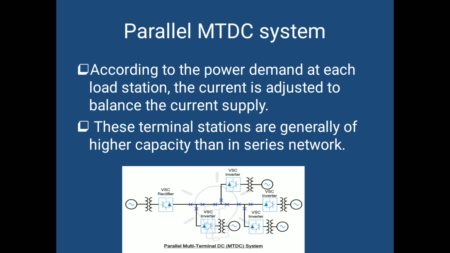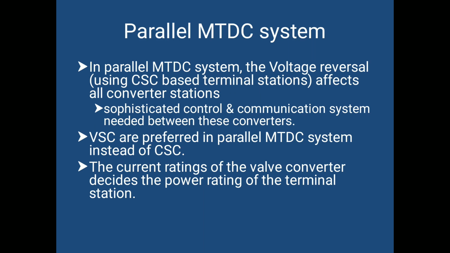So according to the power demand at each load station, the current is adjusted to balance the current supply. These terminal stations are generally of higher capacity than the series network. So the power reversal can be done with either voltage reversal or current reversal.